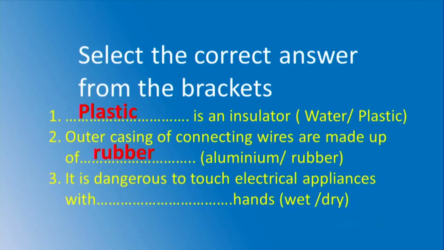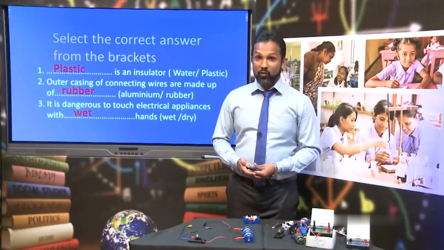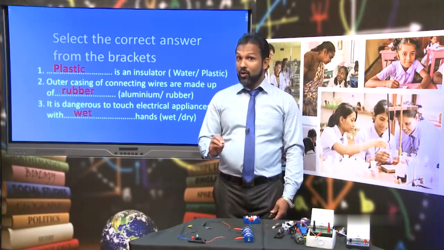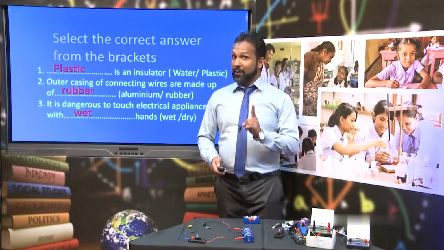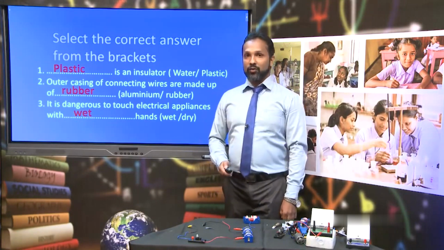Question number 3. It is dangerous to touch electrical appliances with blank hands. Wet or dry? What do you think? Is it okay to touch electrical appliances with wet hands? Let's see the answer. It is dangerous to touch electrical appliances with wet hands. Why is that? Wet hands means there is water. We learned earlier, even though water is a liquid, it conducts electricity. So keep in mind, don't touch electrical appliances with your wet hands.